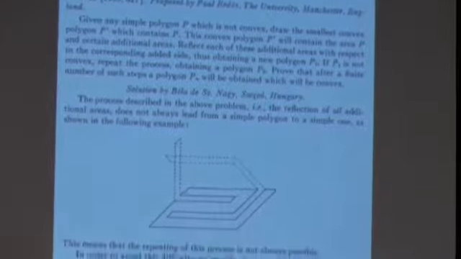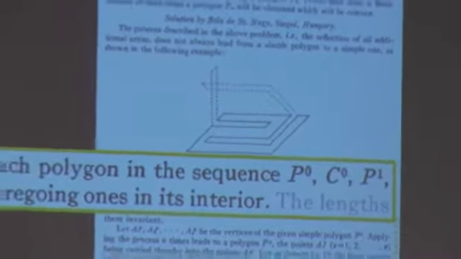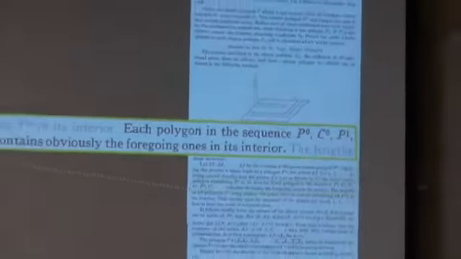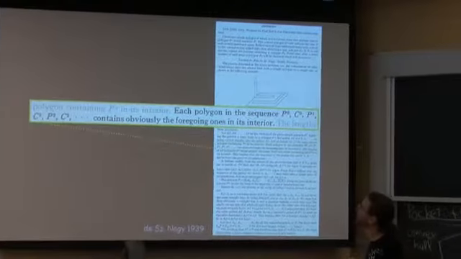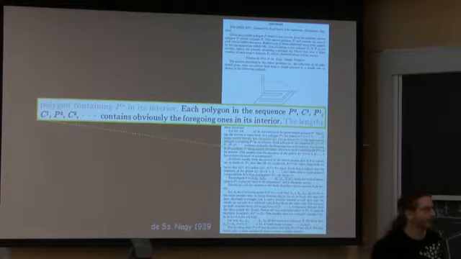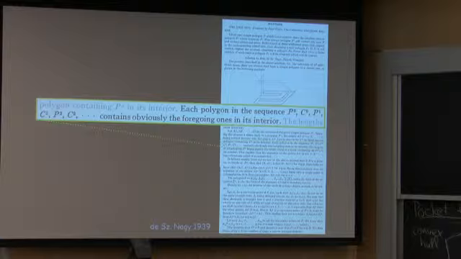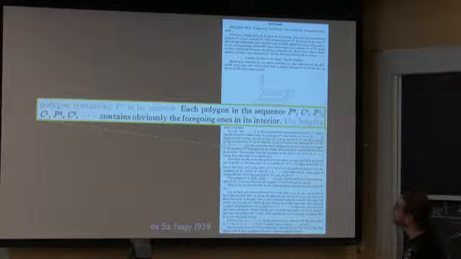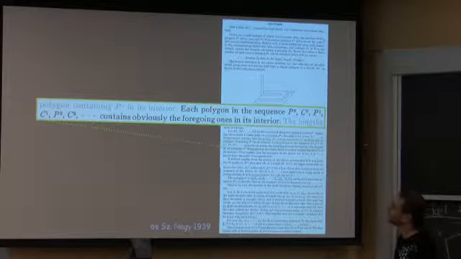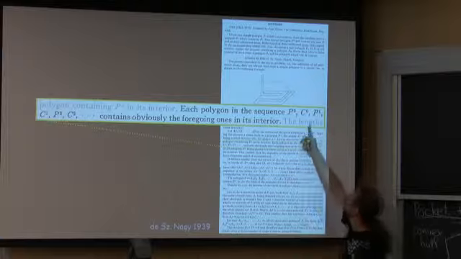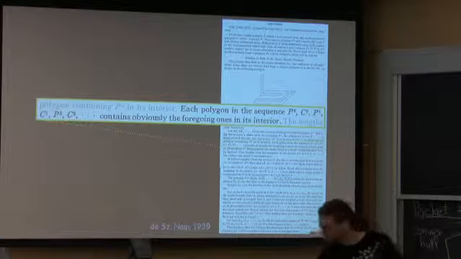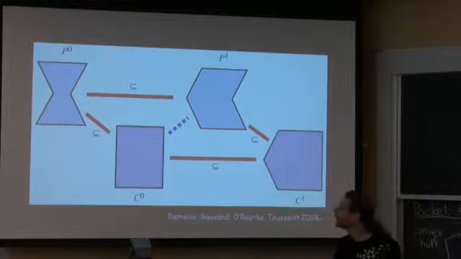And there's an argument, I should say. There's one sentence in here. It says each polygon in the sequence P0, C0, P1, C1, P2, C2 contains, obviously, the foregoing ones in its interior. And so it's about these, and saying P0 is contained in C0. Well, that's right. C0 is contained in P1. That seems right. And P1 is contained in C1. I mean, then you just keep going. But actually, C0 is not contained in P1. And that was the problem.